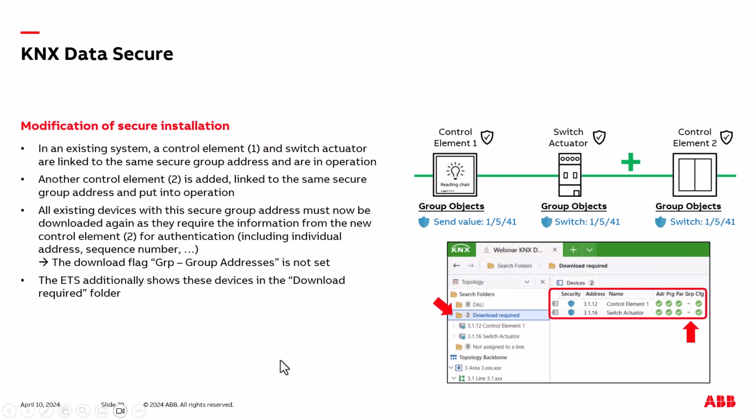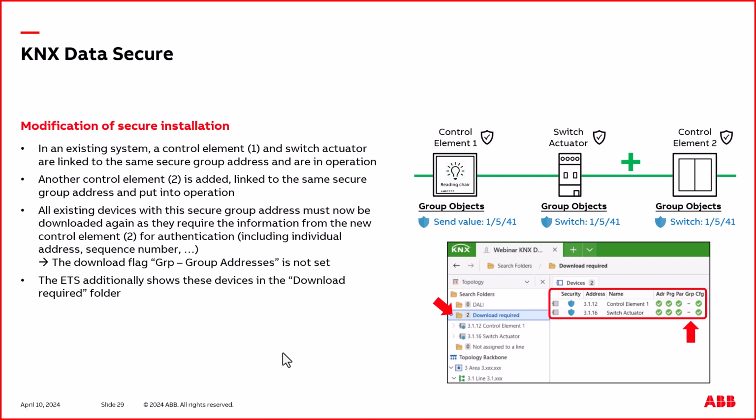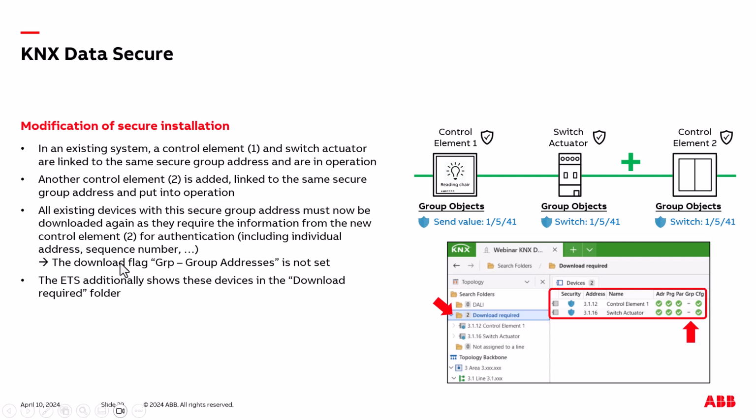So then we come to, let me say, a very important behavior of KNX Data Secure. Here on the right side, you can see two devices which are still in operation. I have my secure control element, my room touch, for example. I have linked group address 1541, which is sent to my actuator. It's a switch actuator linked with the same group address. And this is now in operation, everything is fine, it is working.